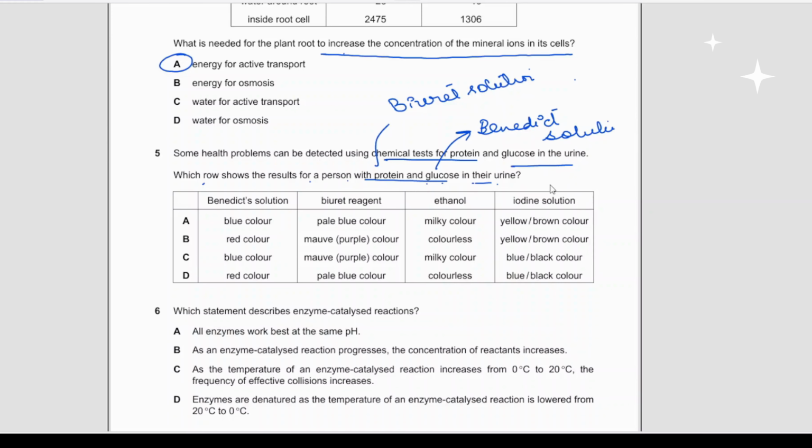So this test is negative. This one is also negative. The other two are positive. Now tell me what is the answer. No. For starch we use iodine solution. Glucose is a reducing sugar.